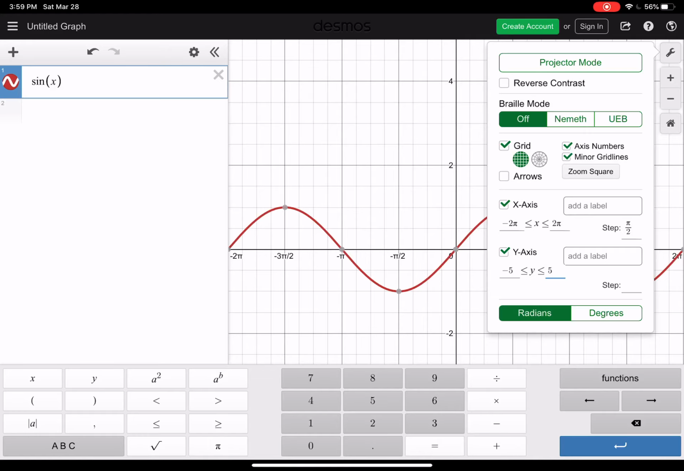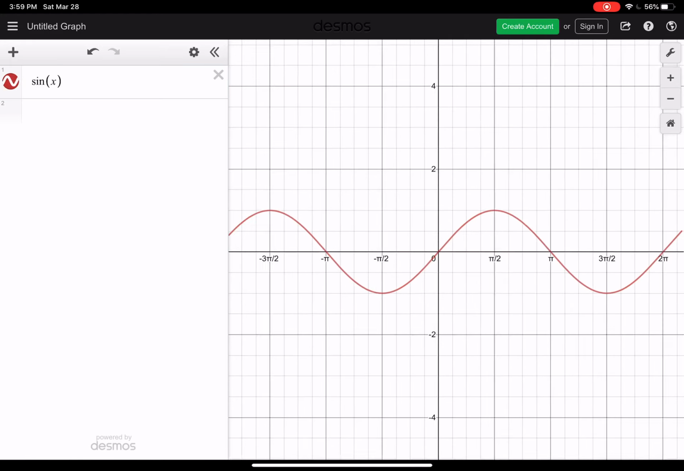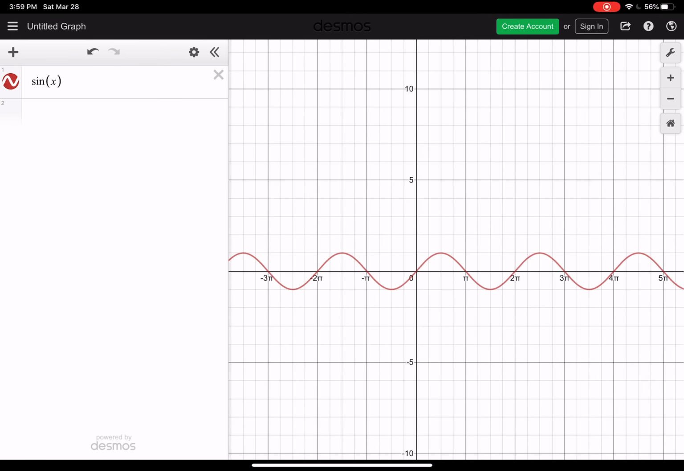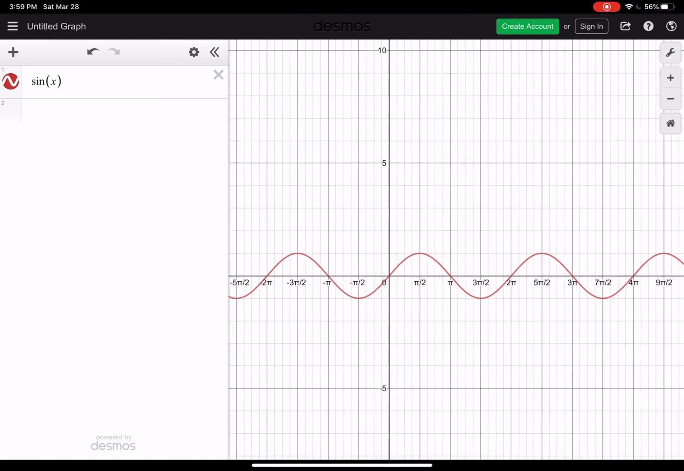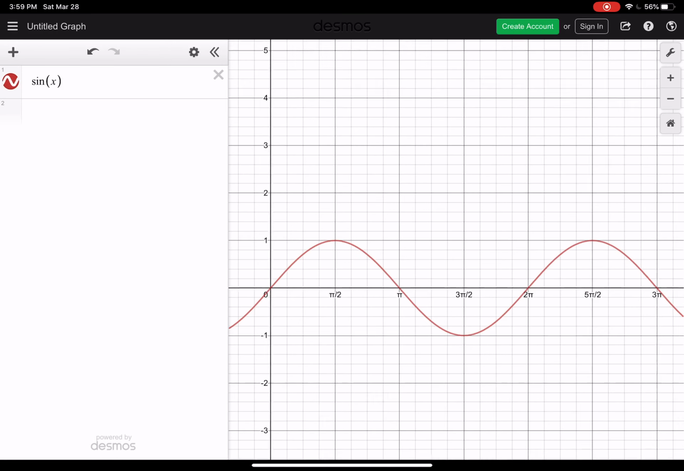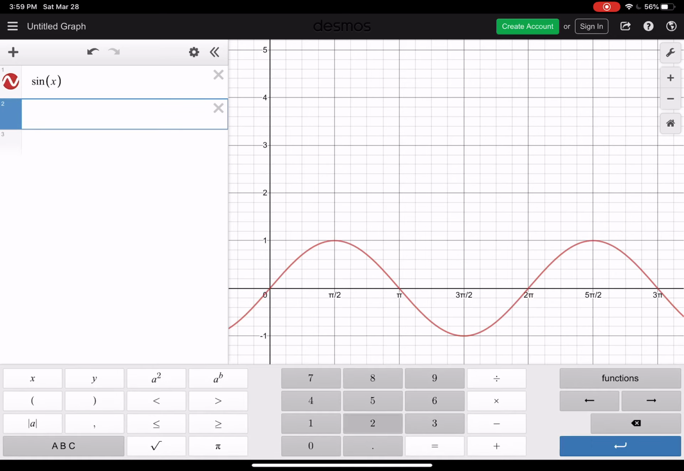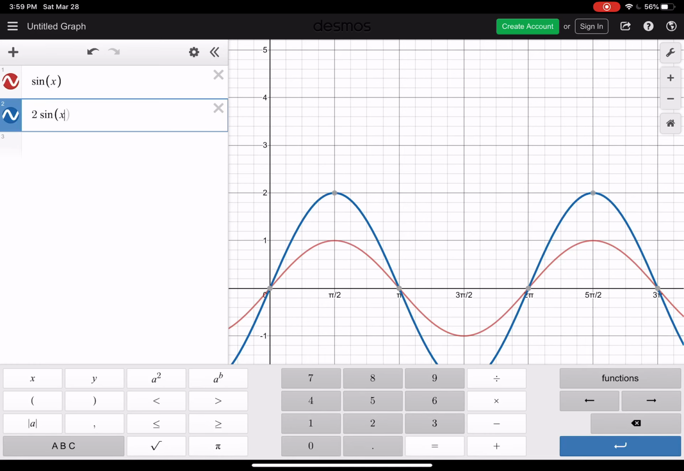All right. If you zoom this out, see how the pattern keeps repeating itself every 2 pi, and goes on forever in both directions. We're just going to focus on between 0 and 2 pi right now. Right now I have just sine of x. So what if I did 2 sine of x?